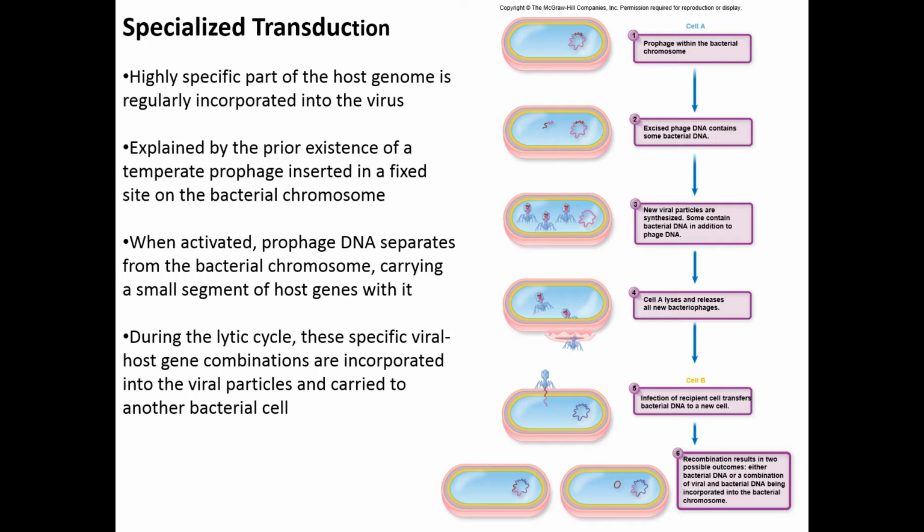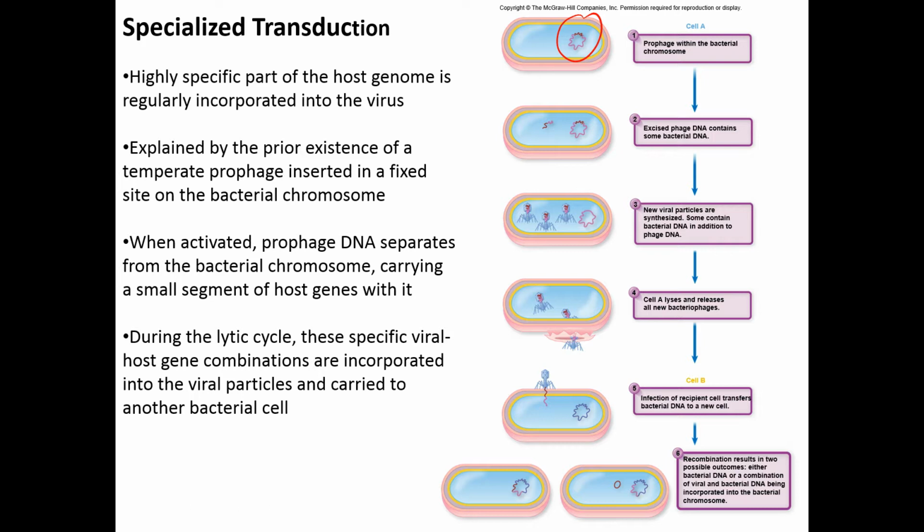Alright, so in this case, you have a prophage. A prophage is basically a viral phage DNA that's incorporated into the host chromosome. So that's a prophage, like here. That prophage will excise itself from the bacterial DNA. Now, it's not a perfect process. So in this case, when it excises itself, you get part of the bacterial DNA along with the viral DNA.